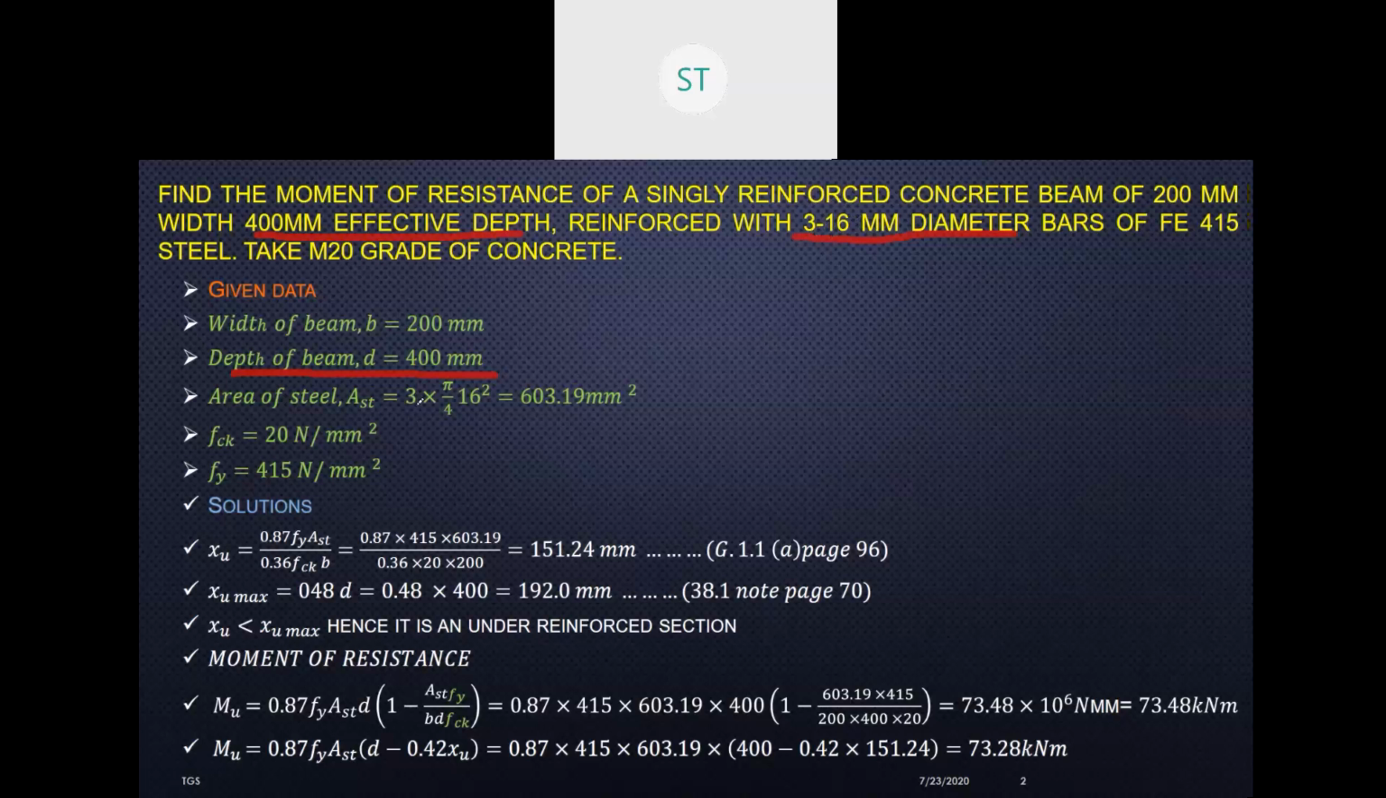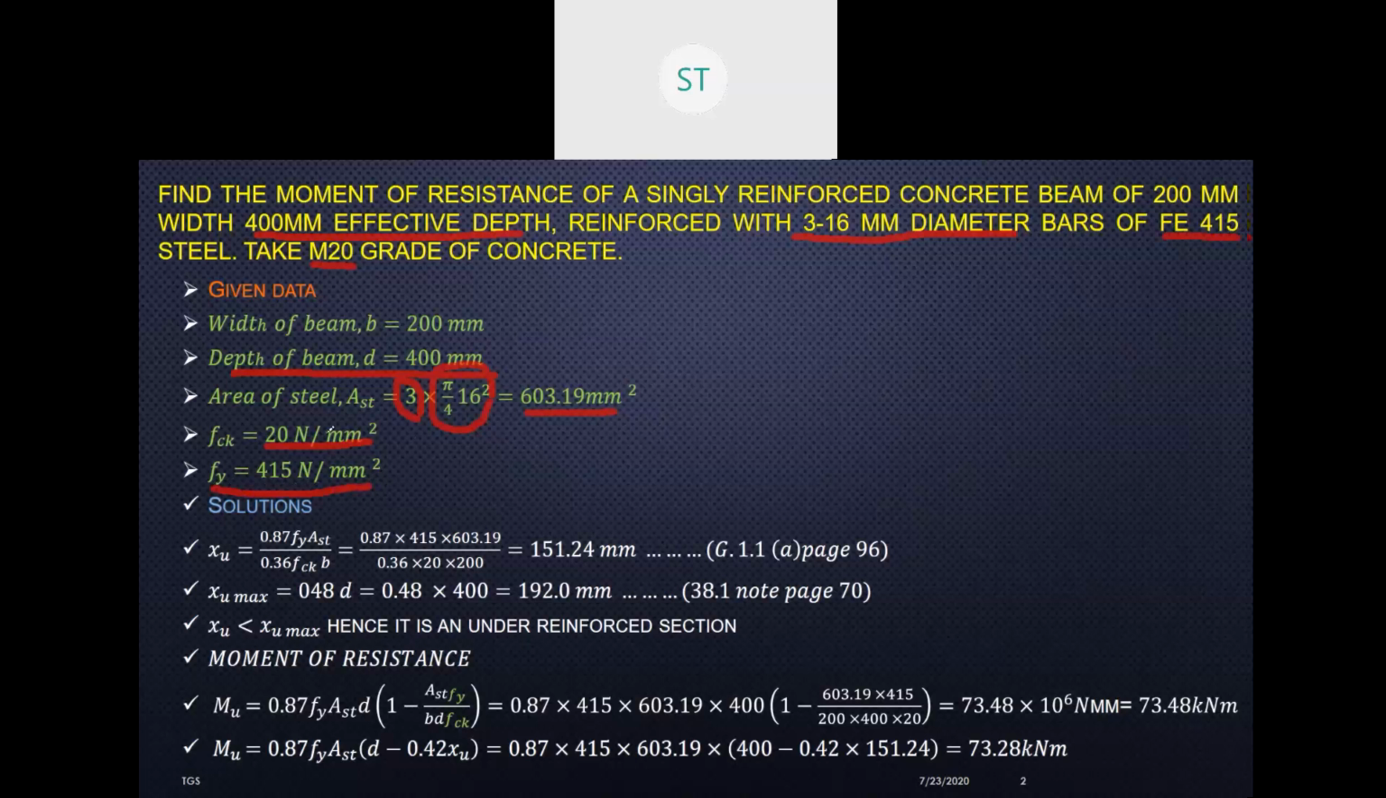So 3 into the area of one bar, which is pi d square by 4. So area of one bar multiplied by 3 is the total area of the steel. Then fck is M20 grade concrete, so characteristic strength of concrete is 20 Newton per millimeter square, and using Fe 415 bars, so fy is 415 Newton per millimeter square. These are the data given.